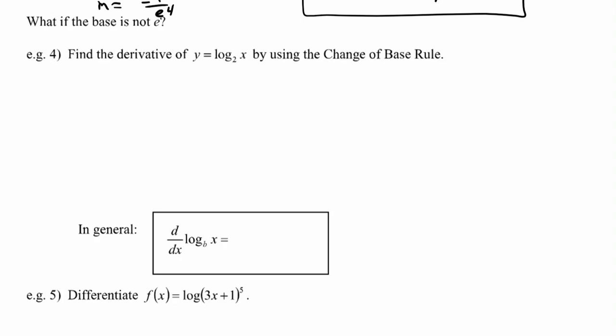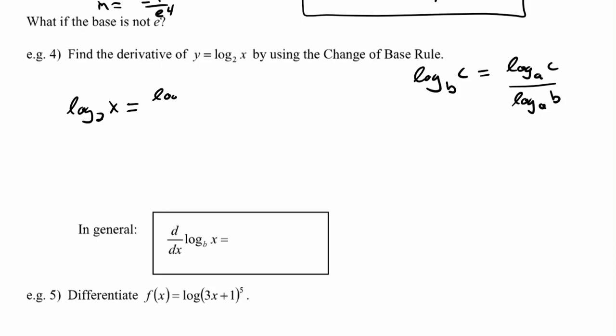Okay, so now moving on to other logarithms. Let's find the derivative of y is equal to log base 2 of x by using the change of base rule. To remind ourselves, the change of base rule is log base b of c is equal to log base a of c over log base a of b, right? So then we can change this, in this case, to e. Let's do the natural log. So log base 2 of x would be equal to log base e of x over log base e of 2, right?